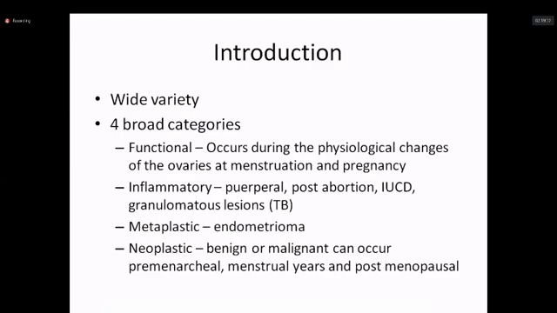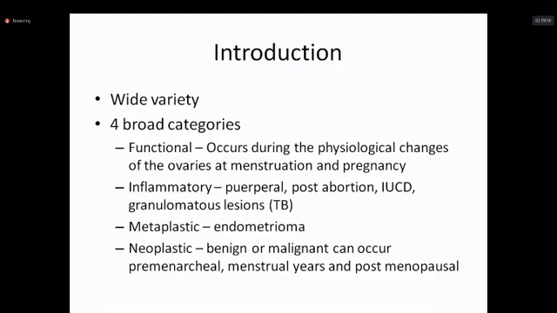Inflammation comes from the external, due to infections. After childbirth, you can have infection, which is called puerperal sepsis. After an abortion, you can also have an infection. These are called pelvic inflammatory diseases. These inflammatory diseases can cause cystic structures. We call them tubo-ovarian masses, and these are due to inflammation of both the ovaries and the tubes.